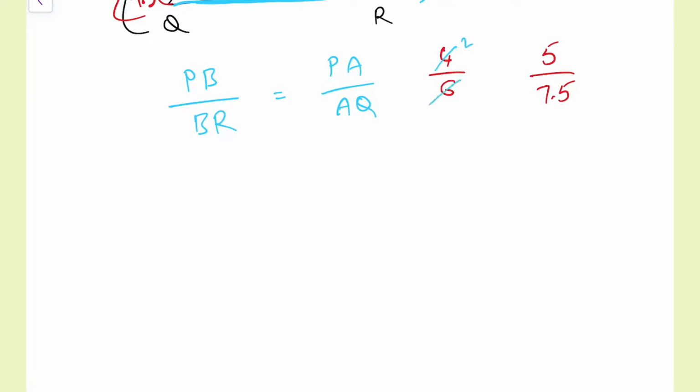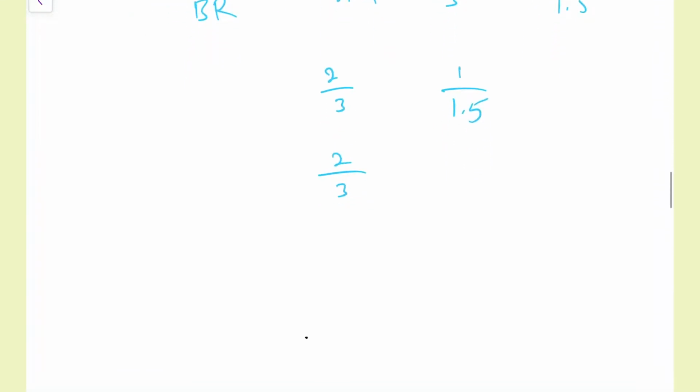2 2s are 4, 2 3s are 6; 5 1s are 5, 5 1.5s are 7.5. So we will get it as 2 by 3 and 1 by 1.5. 2 by 3, I don't have any problem, so I am writing it as it is. 1 by 1.5, what I will do is remove that decimal and write 15. Here after the decimal we have 1 digit, so keep that 0 to the numerator. Left side part 2 by 3 as it is.